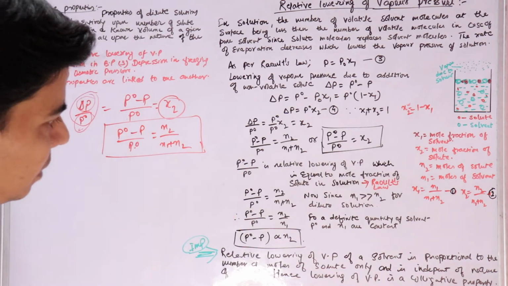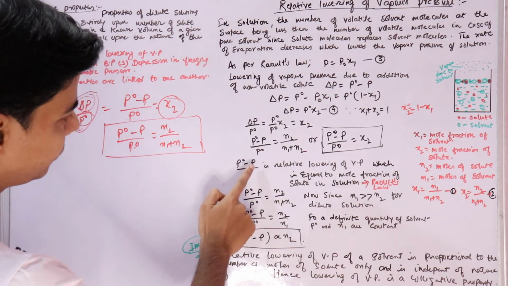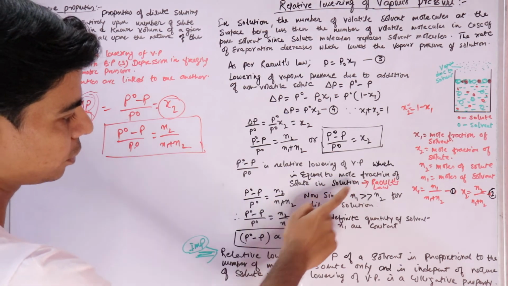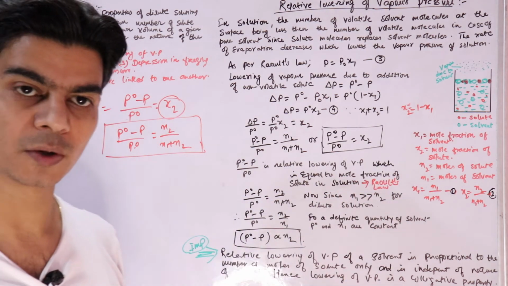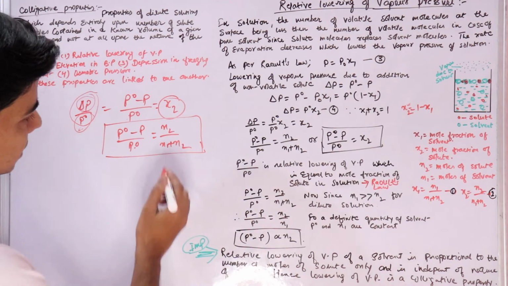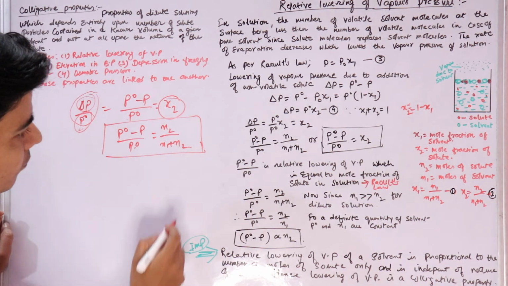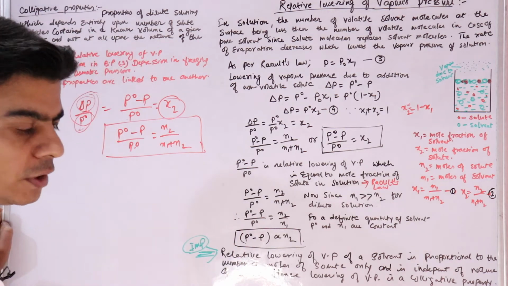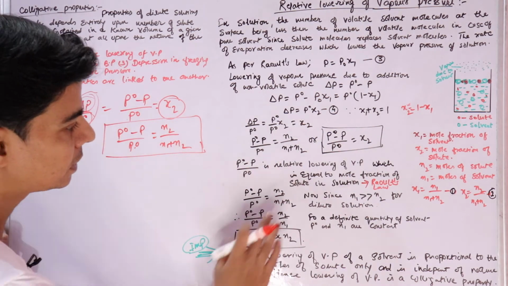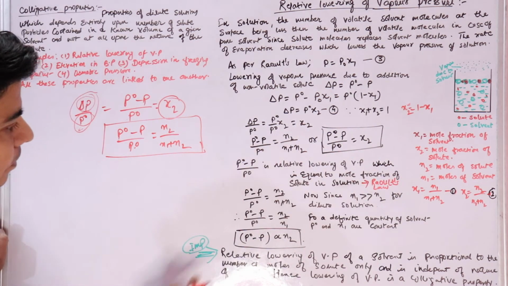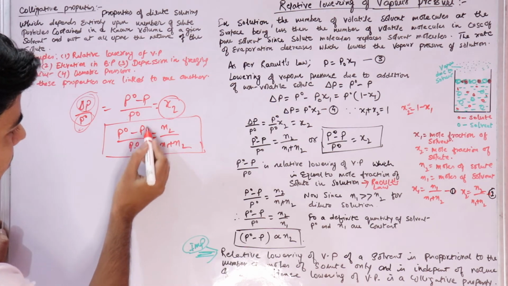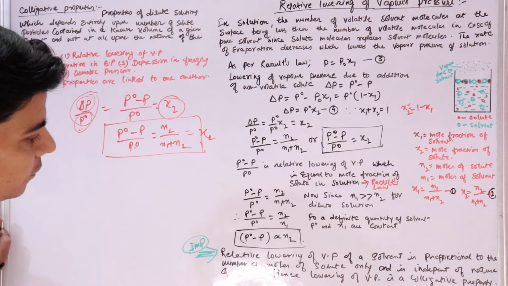Now let's see a little more. So delta P upon P0 is relative lowering of vapor pressure, which is equal to the mole fraction of solute in solvent. This is another form of Raoult's law, right? Till this point we have proved that relative lowering of vapor pressure directly depends on the mole fraction of solute, right? So this is a colligative property. Now let's work it a little more.